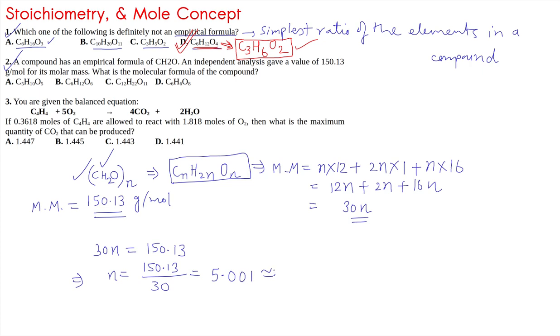So if you take the nearest integer or whole number here, that will be 5.00, or 5, you will take. So the correct molecular formula that you will get here, you considered it CH2ON. So the N value we have got, let's put it here. It will be 5 here. So it is C5H10O5. So this will be the correct molecular formula.